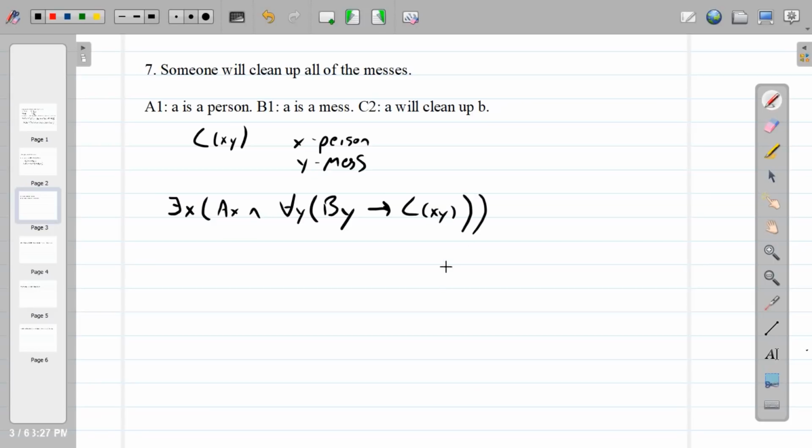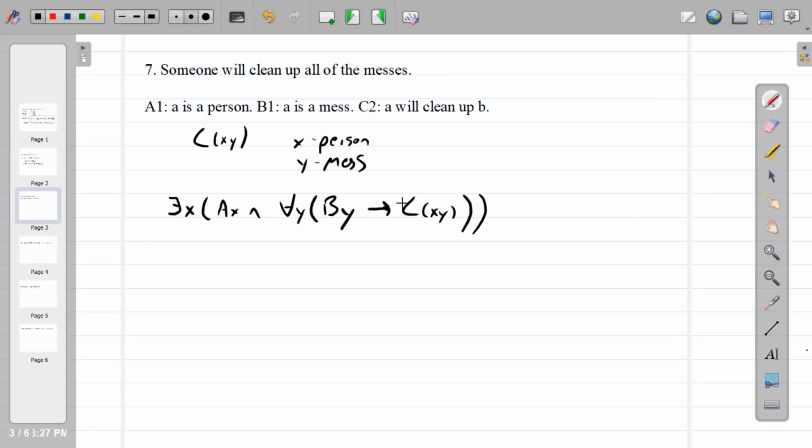Bracket, bracket. Giving the existential wide scope means we're talking about a specific thing. Okay? So now how will we symbolize it if we want to say that for any given mess, there's at least one person that cleans up that mess? A far more plausible statement.